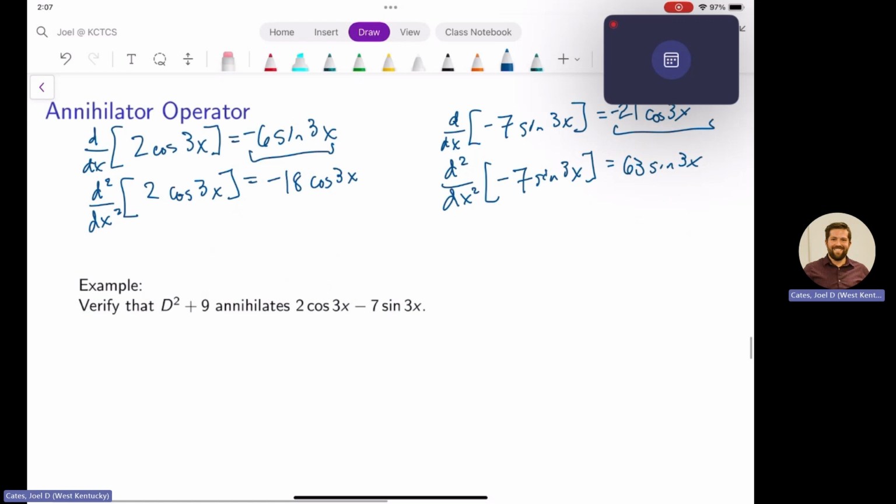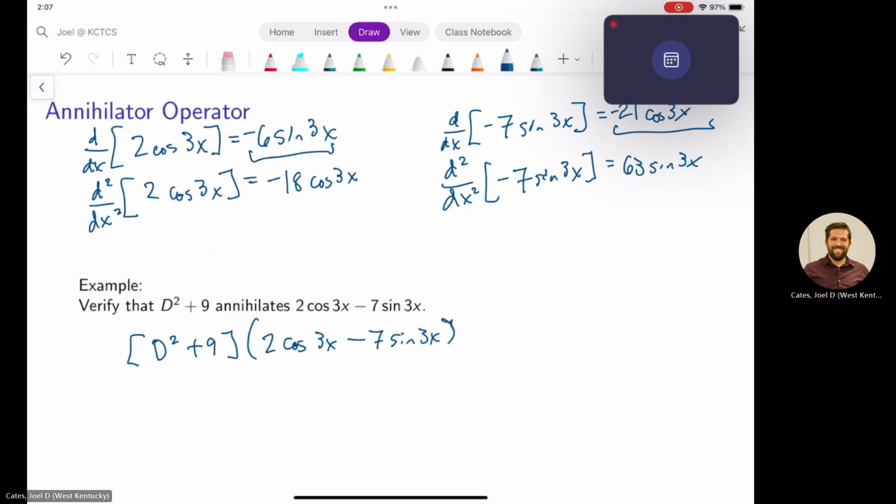So all of that together means that the D squared plus 9 applied to 2 cosine of 3x minus 7 sine of 3x is going to play out as my second derivative of that whole expression plus 9 times that expression as well.